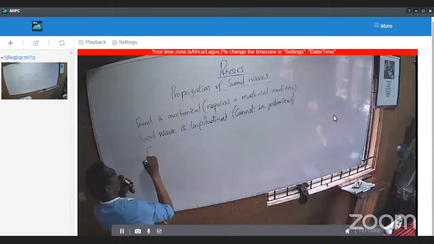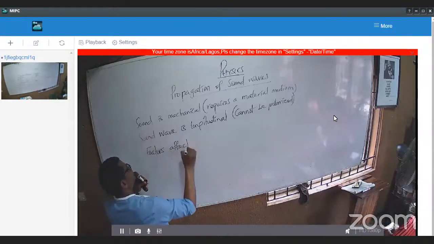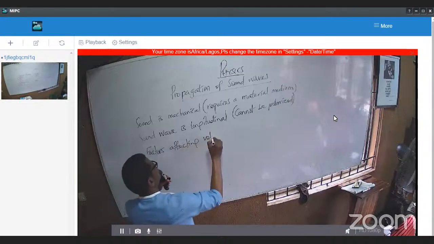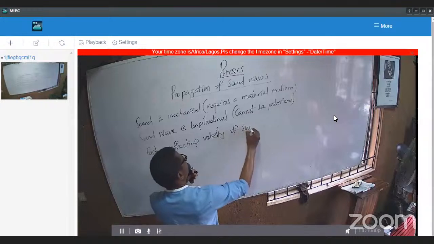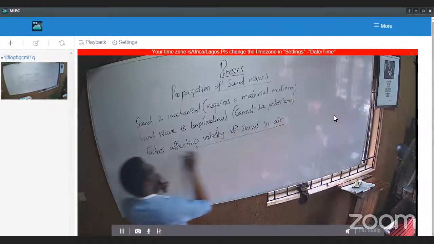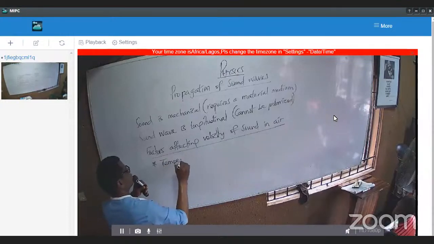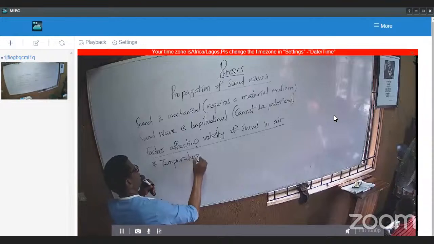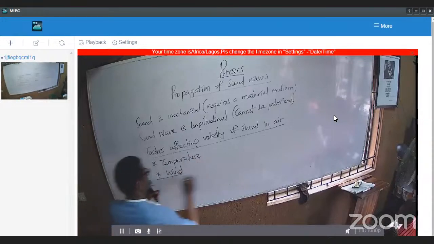Factors affecting velocity of sound in air. Number one, we have temperature. And number two, we have wind. Please, you have to know this one.